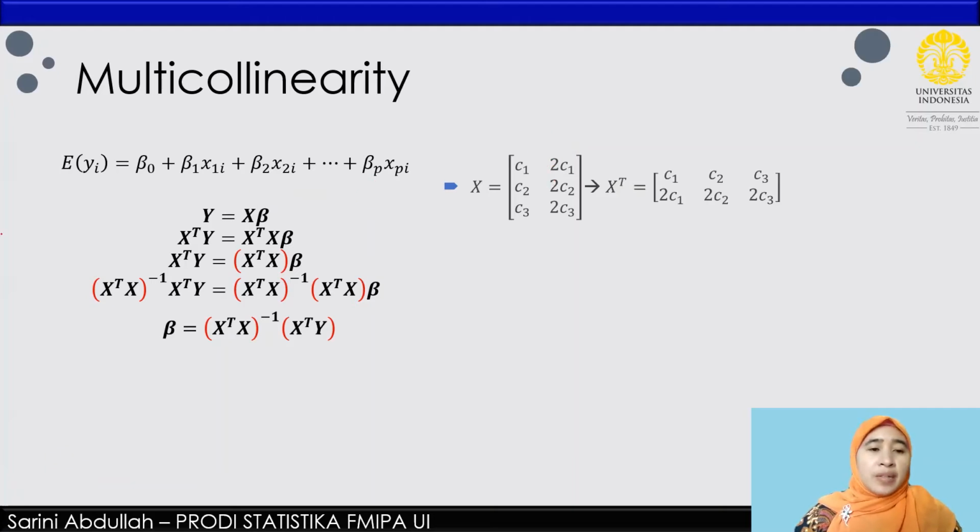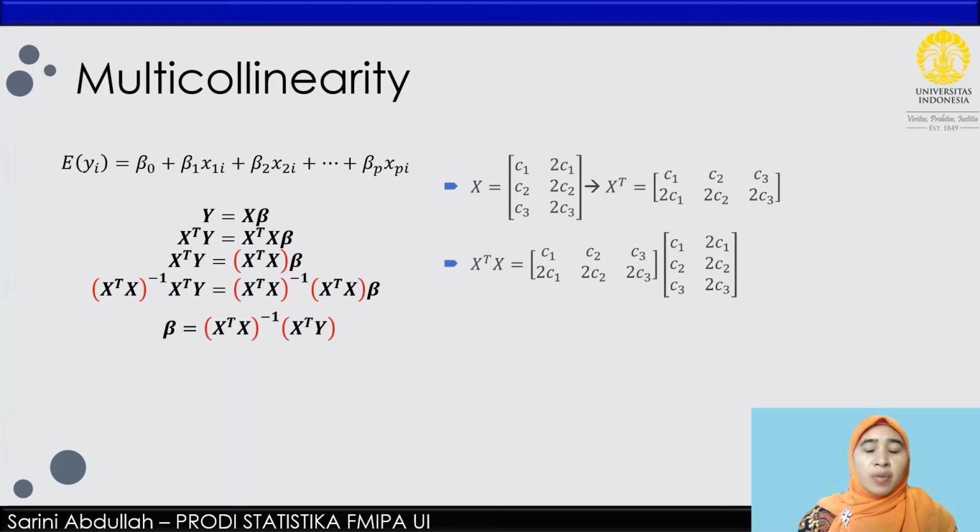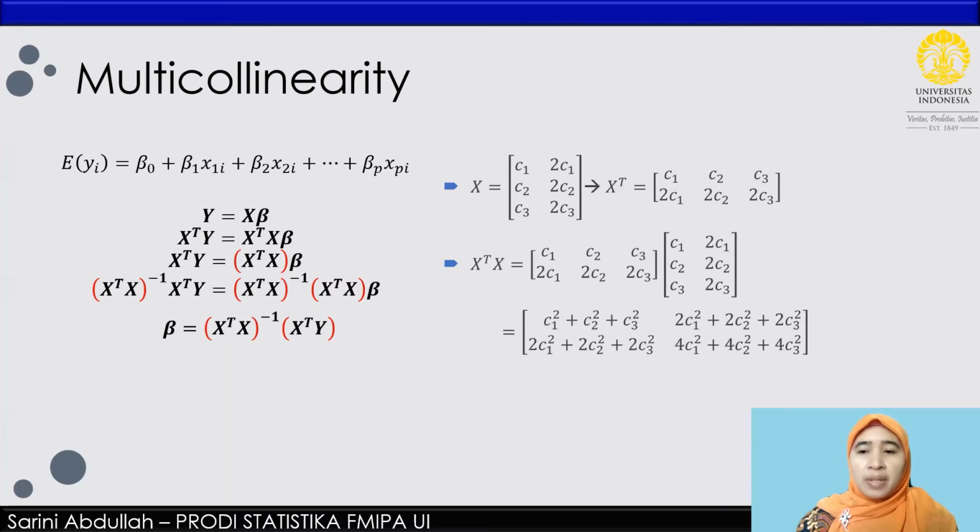Because we want to calculate beta, we do this procedure: we calculate X transpose, and then we multiply it with the matrix X. From the matrix multiplication, we get the result like this.